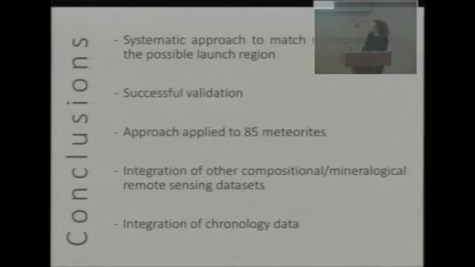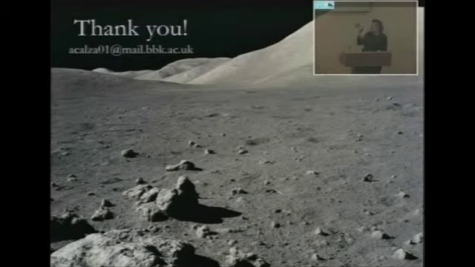So finally, we made it possible to do a systematic approach to match meteorites with possible launch regions. We performed a successful validation despite some small constraints. We applied this approach to 85 meteorites, and soon there will be more. We would like to integrate other compositional and mineralogical remote sensing datasets to have better results and constrain the place and the geological context much more. And finally, we would like to integrate the chronology data when possible, especially for the basalts. And that was all. Thank you.